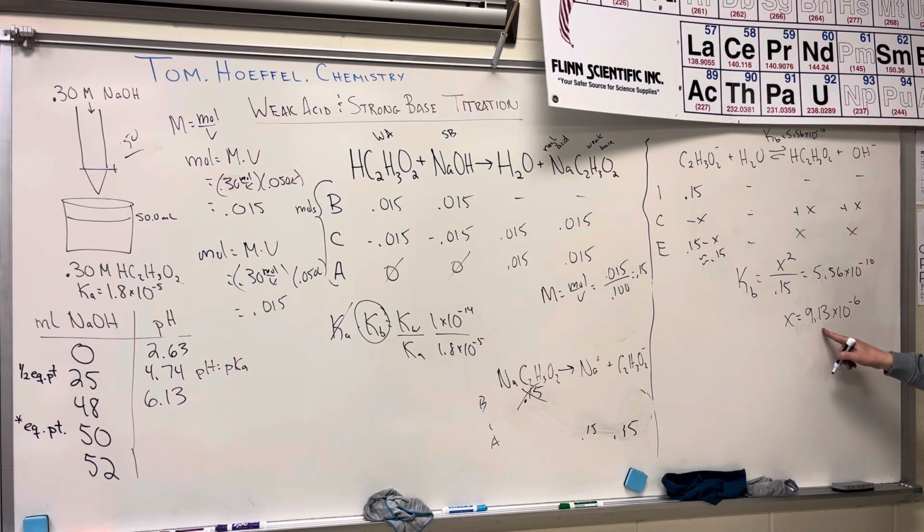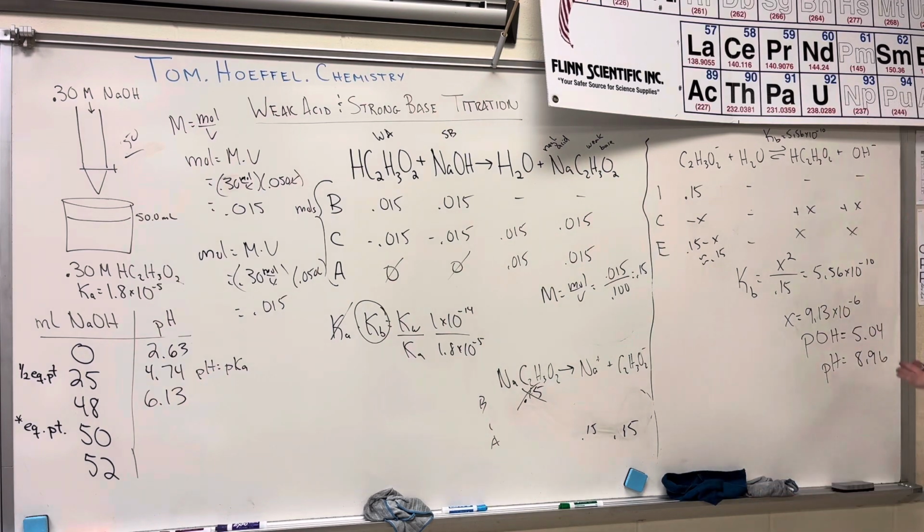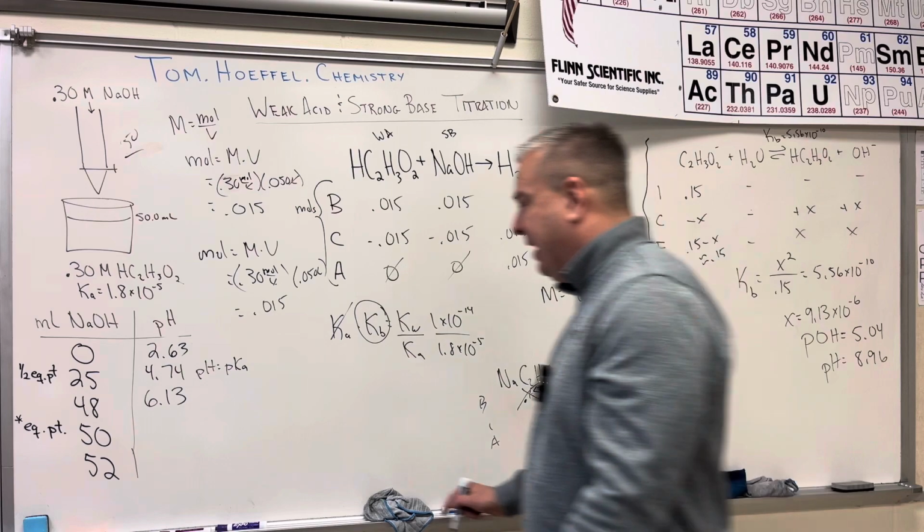And if I take the negative log of this, okay, remember, x is equal to the hydroxide ion concentration. So if I take the negative log of that, I'm going to get pOH. And the negative log of 9.13 times 10 to the negative 6 is going to give me a pOH of 5.04, which is going to give me a pH of 8.96. So 14 minus 5.04 is going to give me 8.96.